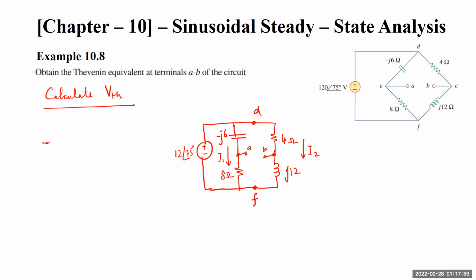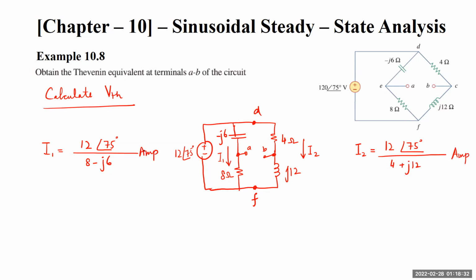So for I1, remember, this is equal to the total voltage, because this voltage source is in parallel across both branches, so the voltage will remain the same, divided by the total impedance of this branch. So it is 8 minus J6. This is my I1. Similarly, my I2 will be equal to 12 angle 75 degrees divided by 4 plus J12 amperes. So these are both my values of I1 and I2.